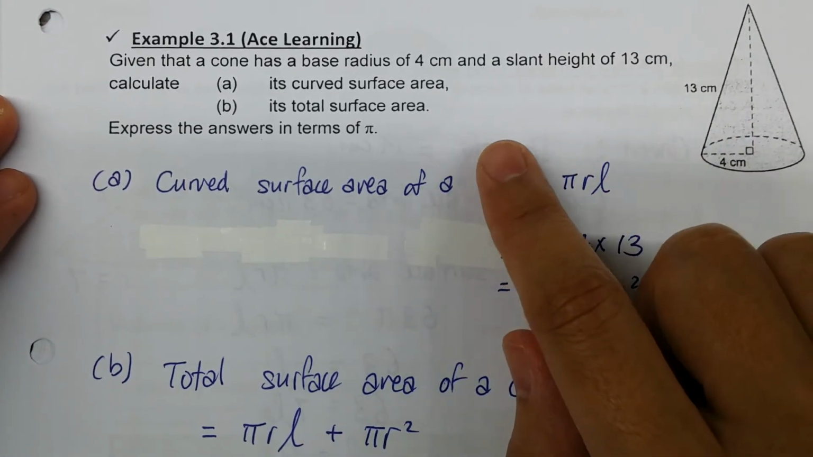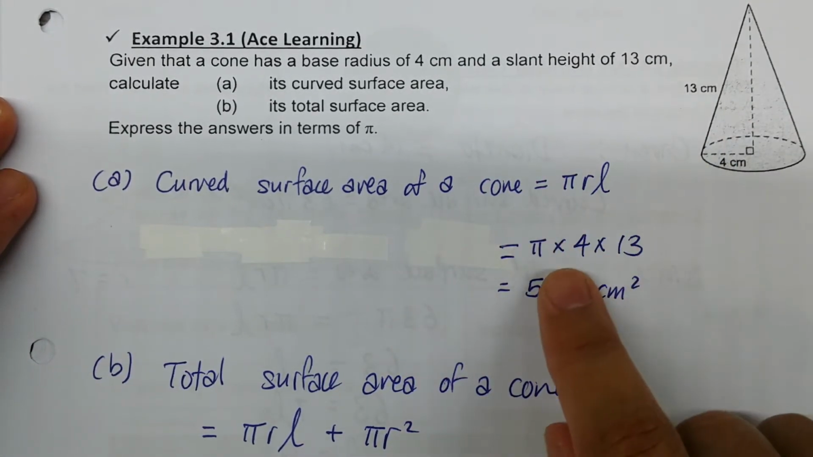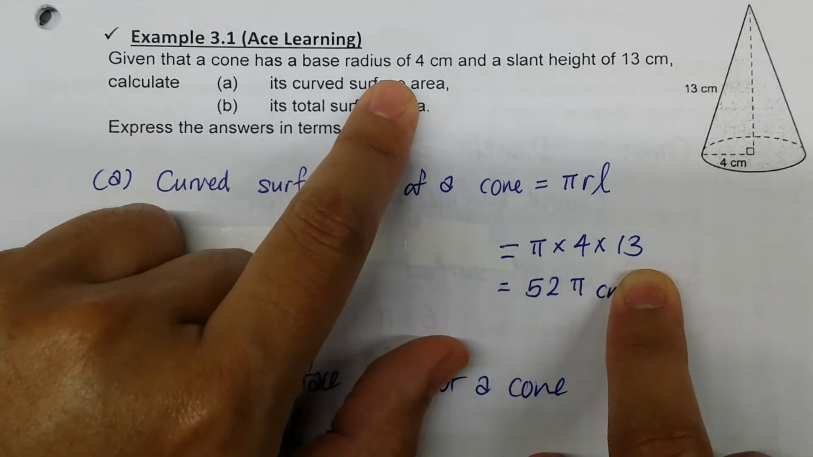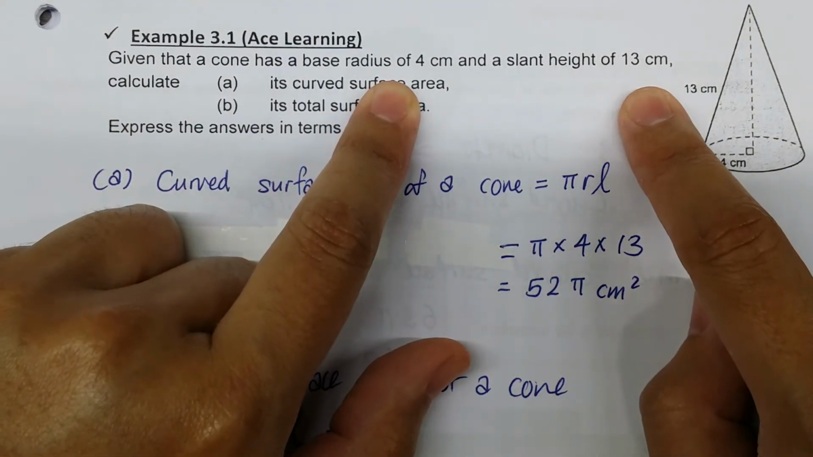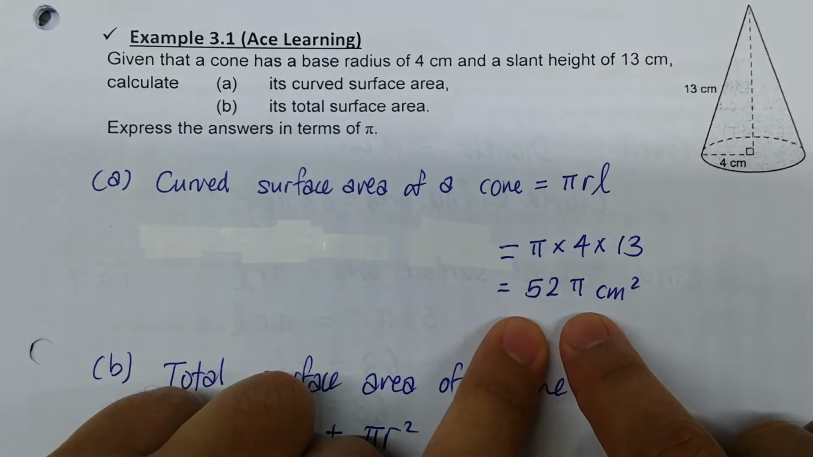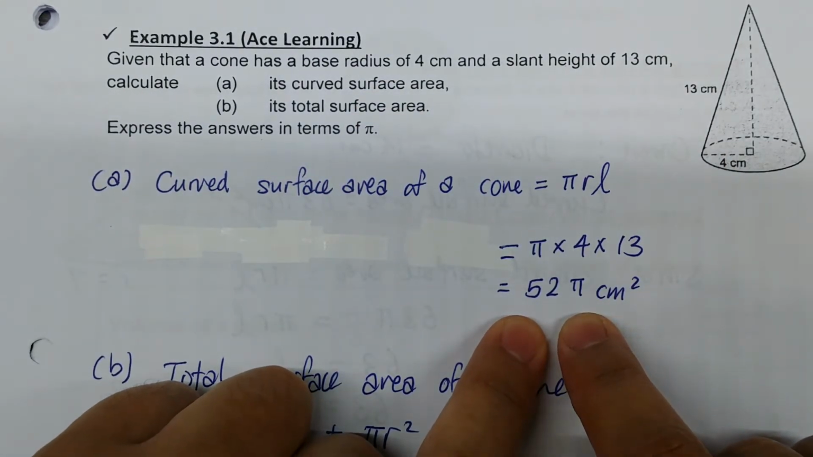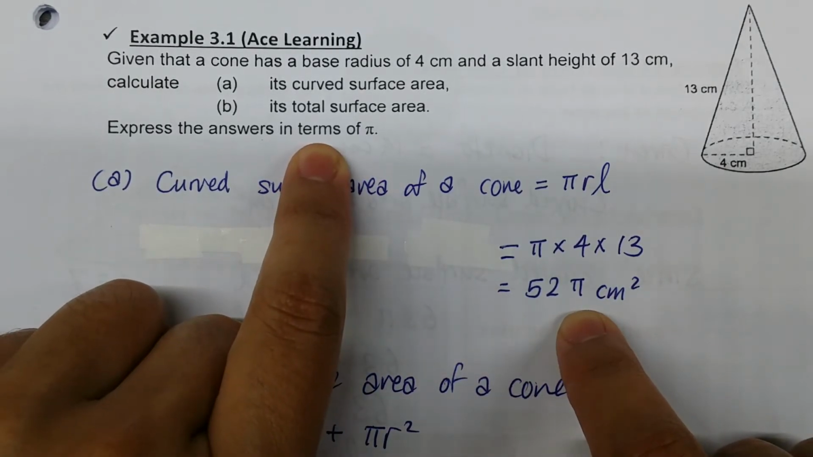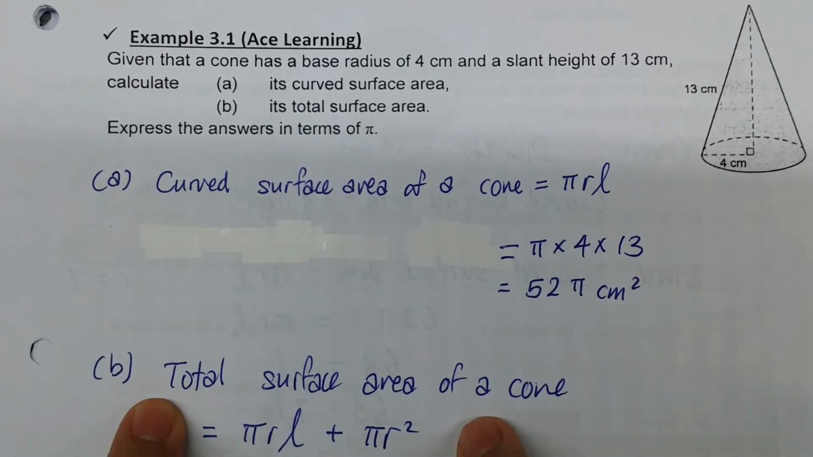They ask for curved surface area. Just apply the formula. Pi RL, sub in 4, sub in 13. Because radius is 4, height is 13, slant height is 13. I get 52 pi. Why did I not evaluate the answer? Because the question asked me to leave in terms of pi. Okay. What about the next question?